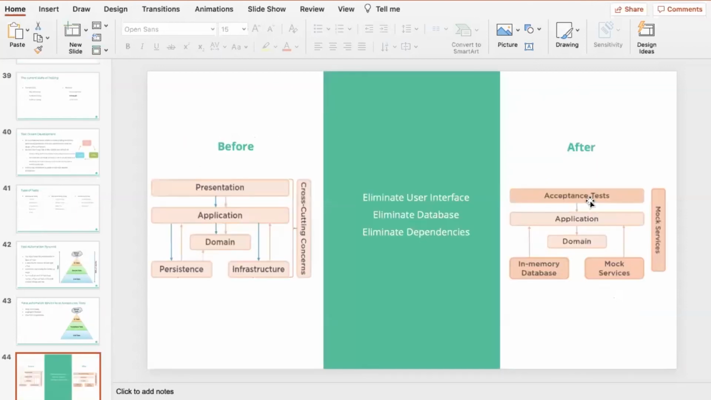Okay, now how does it look from a four-tier architecture perspective? Before, we had the presentation, application, domain, and persistence layers, everything. And what happens now, the challenge, okay, it's good.